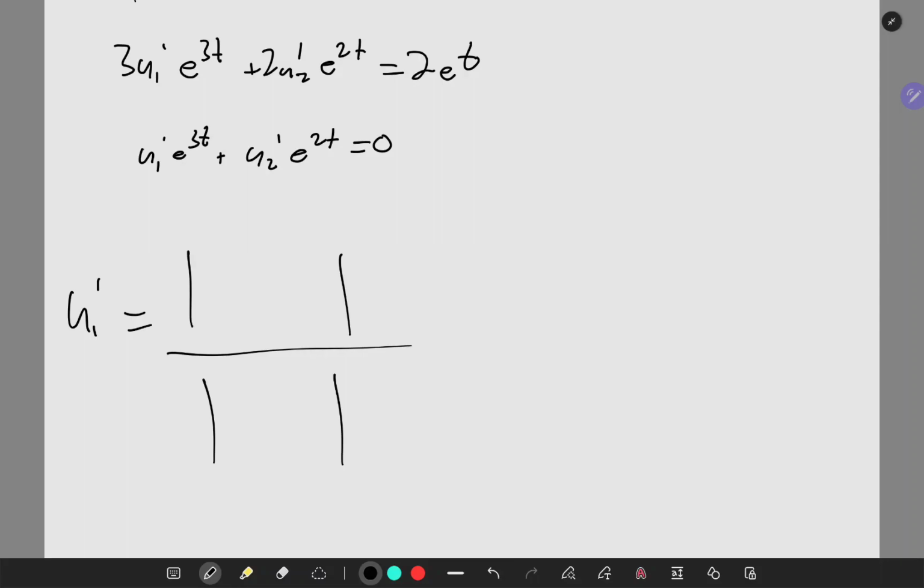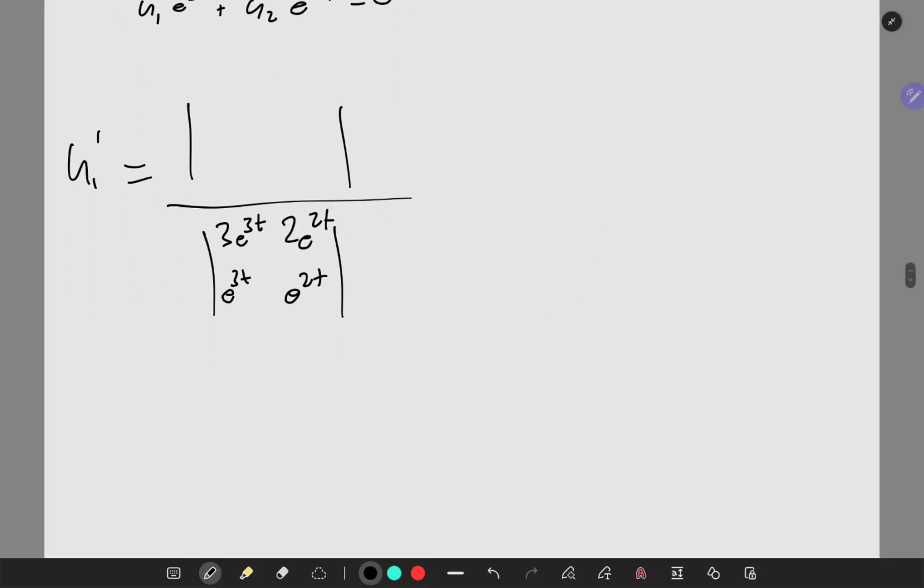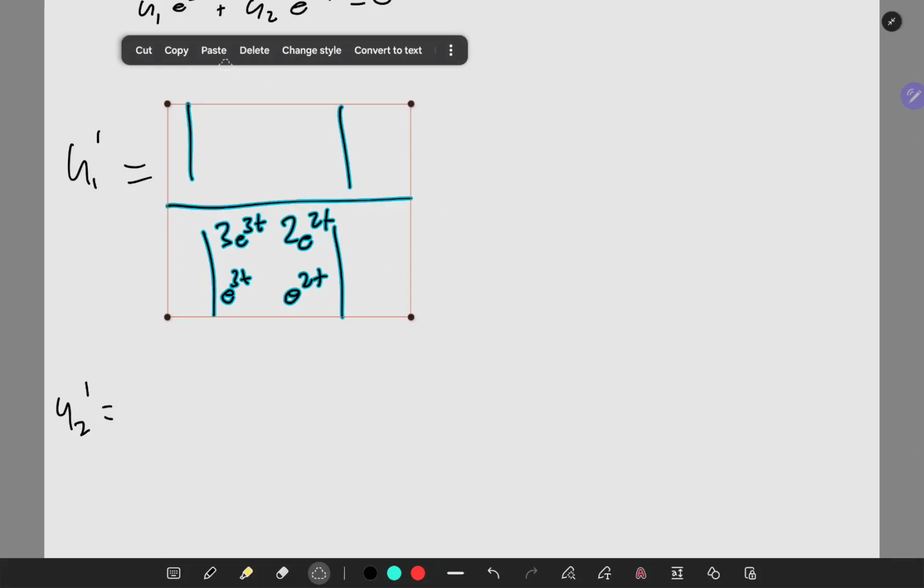So we have 3e to the 3t. Oh, I'm sorry. We just write down the coefficient matrix on the denominator, right? Okay, yeah, that's right. I remember that. 2e to the 2t, and then we have e to the 3t, and then e to the 2t. So we do the coefficient matrix on the bottom. And that's the same thing for u2, I believe. I'll do that down here. Let me just copy that.